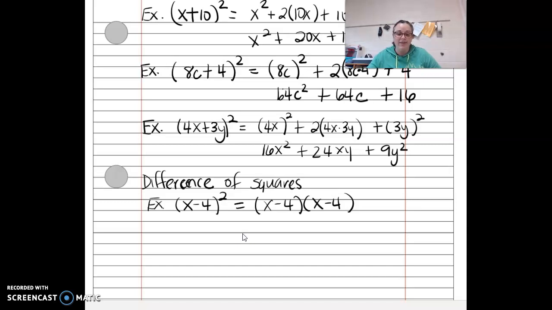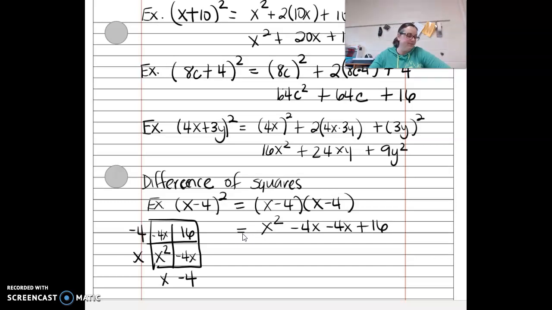So we're squaring this. Now if I were to set up the box or the area model, I have x minus 4 times x minus 4. X times x gives me x squared. Negative 4 times x gives me negative 4x. And then I get negative 4x down here. And then I get, well, negative 4 times negative 4 is positive 16.